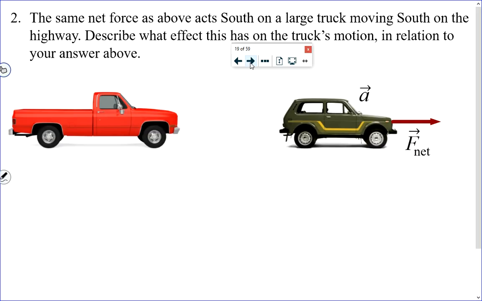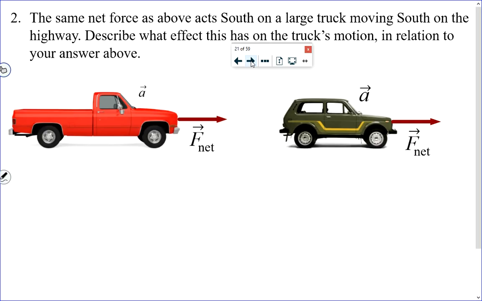Intuitively speaking, if you apply that same net force to the truck, since the truck is larger, or better yet, more massive, it will accelerate because there's a net force, but the amount of the acceleration will be less.